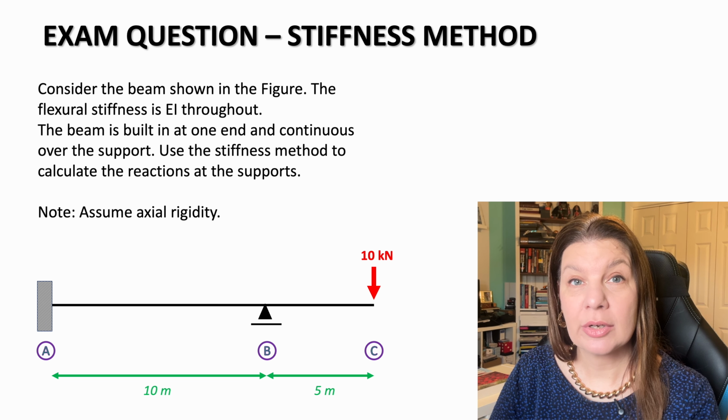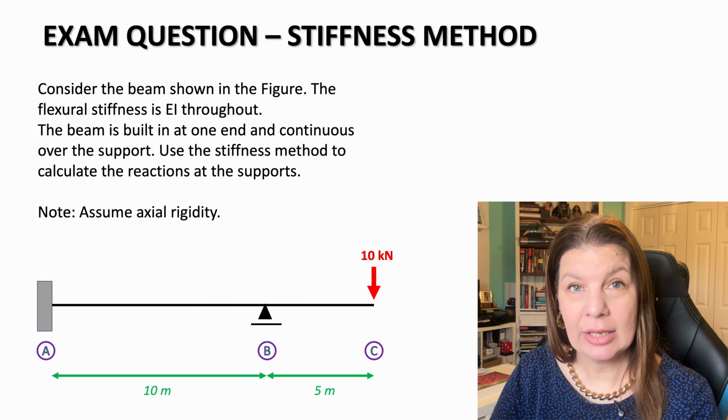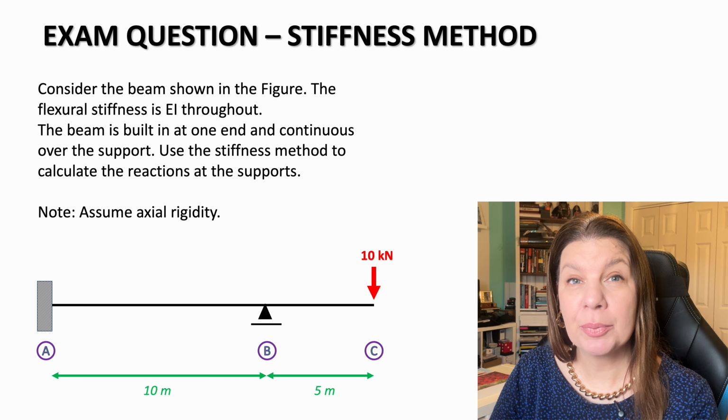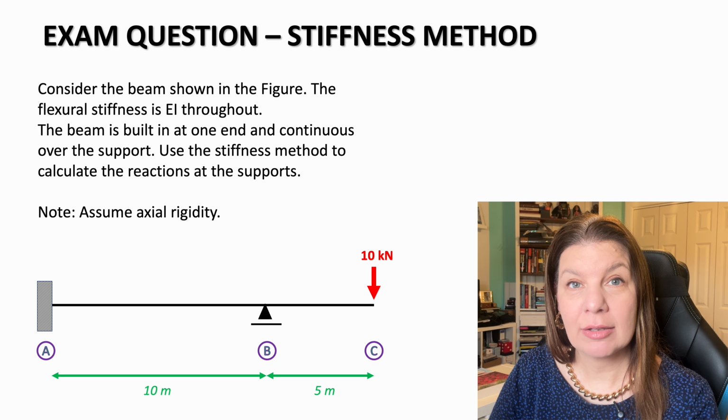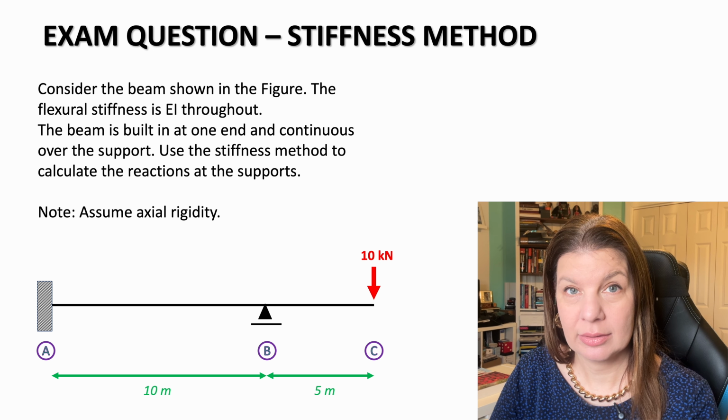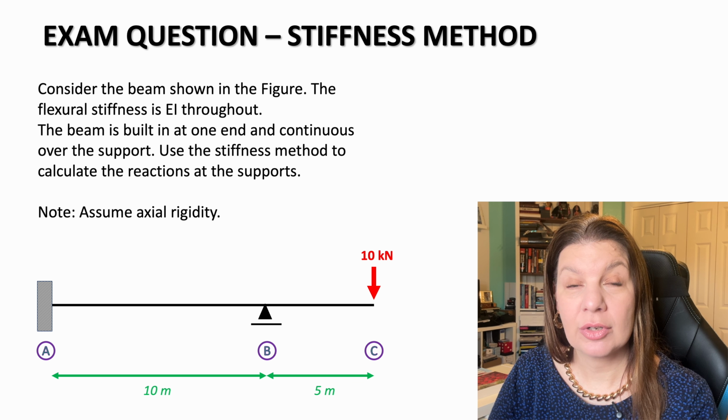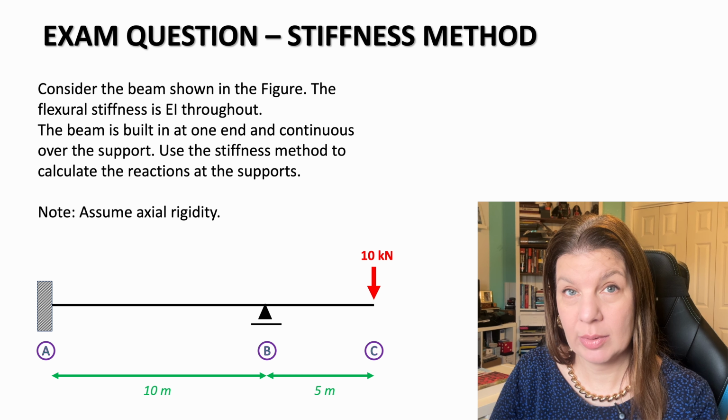So this is the question we're going to solve. We have a fixed support at A, we have a roller support at B, and we have a point load at C of 10 kilonewtons. We need to find the reactions using the stiffness method. Now, a few things to note here. The first thing, EI is going to be constant throughout. That's noted in the question.